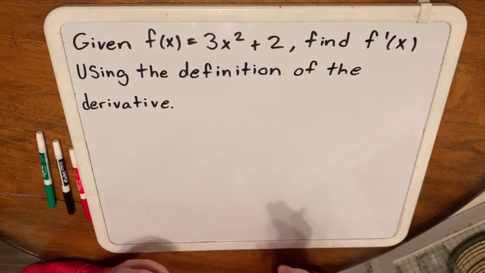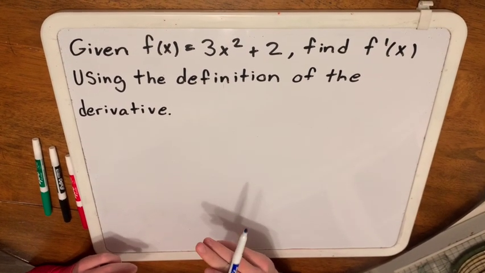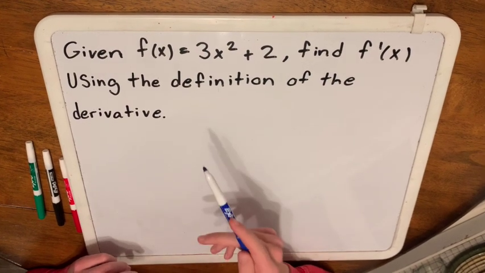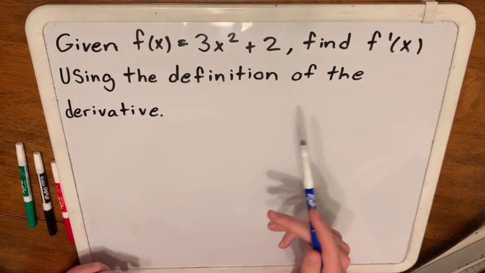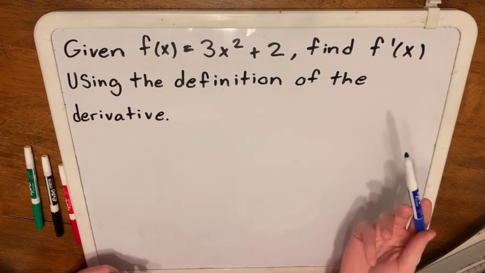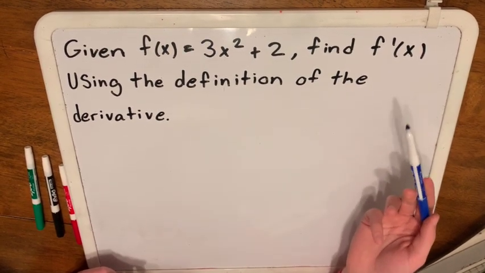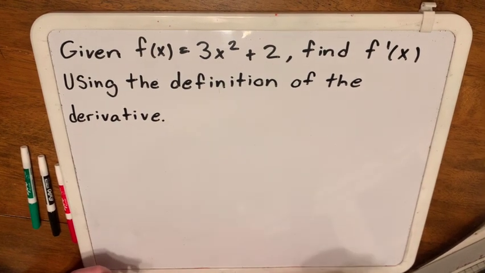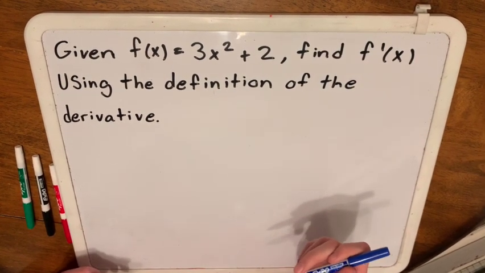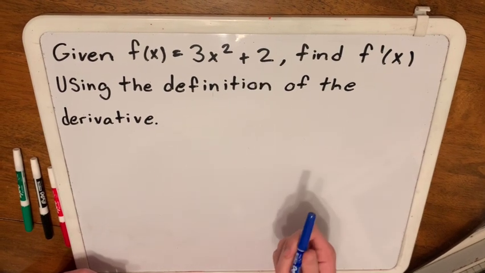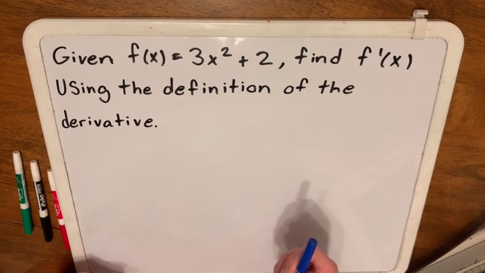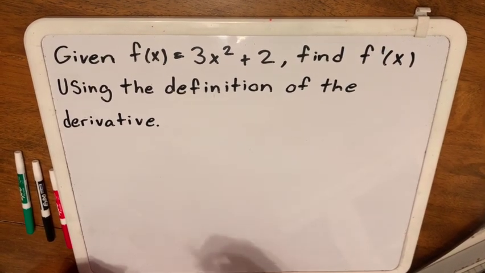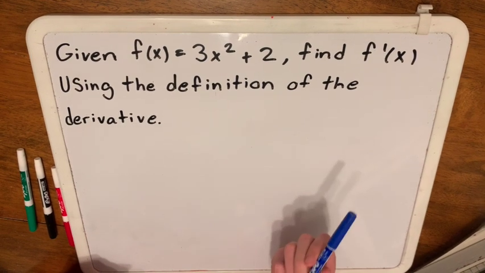Alright, so in this problem, we are given a function, f of x is equal to 3x squared plus 2. What it's asking us to do is to find f prime of x, which is simple enough, but it is using the definition of the derivative. Now, 90% of the time in this class, you'll be able to use power rule and your different derivative rules and be just fine. But if it ever asks for specifically setting it up in this way, this is how you do it.